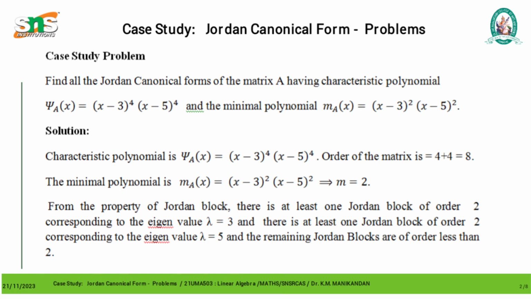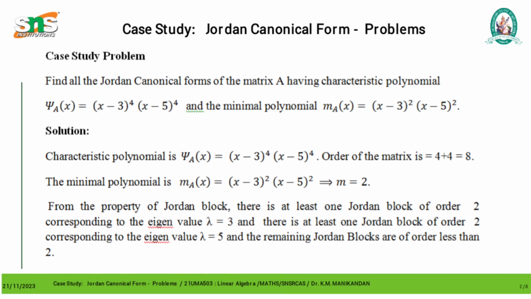Now in m A of x, the eigenvalues are lambda equal to 3 and lambda equal to 5. So the power of x minus 3 is 2, that is the value of m. I mean the power of x minus 5 is also 2, that is also m. So here m equal to 2 for 3 and for 5.